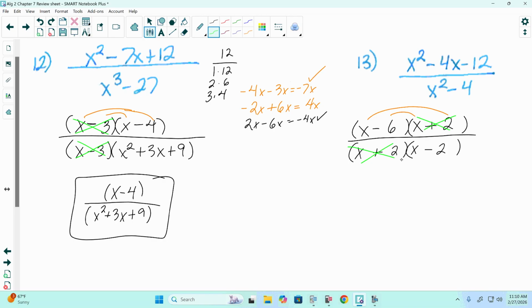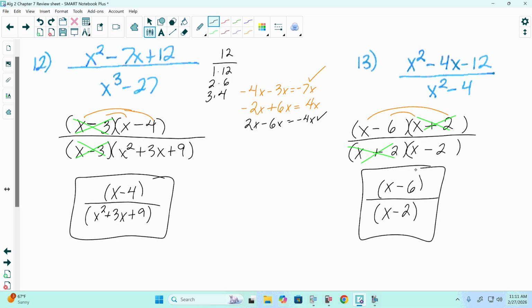We have x plus 2 on top and bottom, leaving us with x minus 6 over x minus 2. And that's it. That's as far as we can take it. Questions on this here? We're ready for the next one.